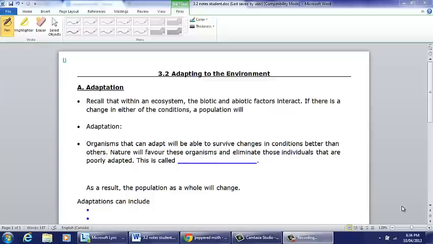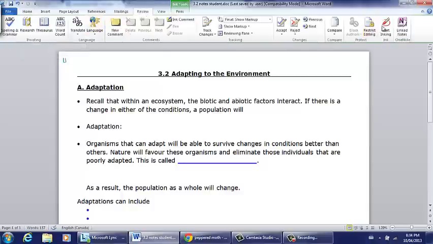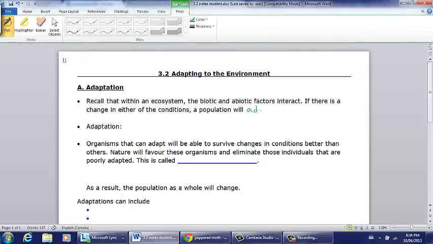In this section, we are going to be looking at subtle ways that organisms interact, starting by looking at adaptations. You should recall that within an ecosystem, the biotic and the abiotic factors interact. If there is a change in either of these conditions, a population will need to adapt to the change, or they can leave, or they will die out.